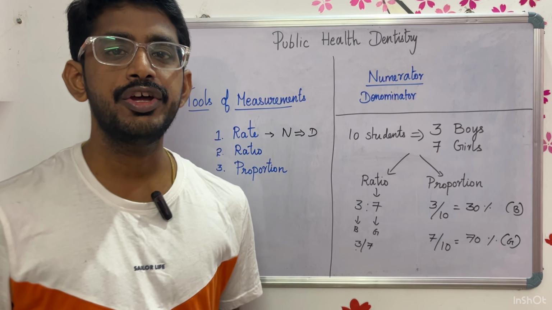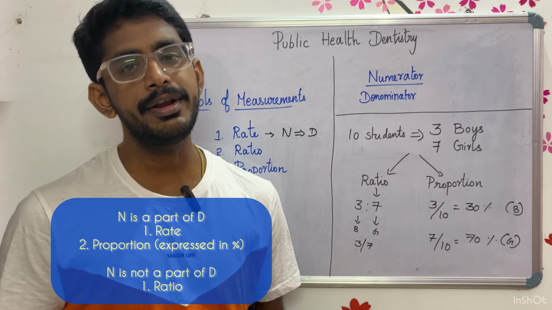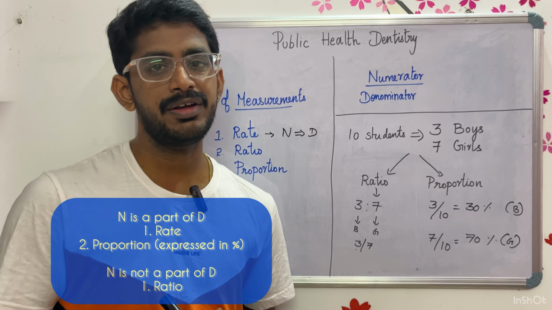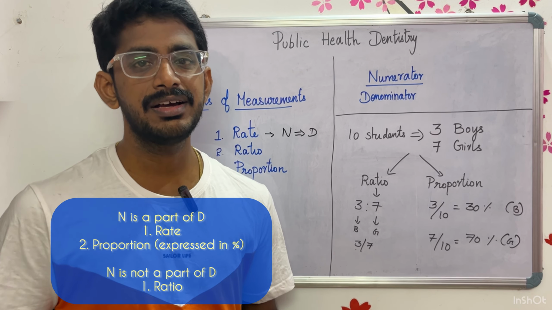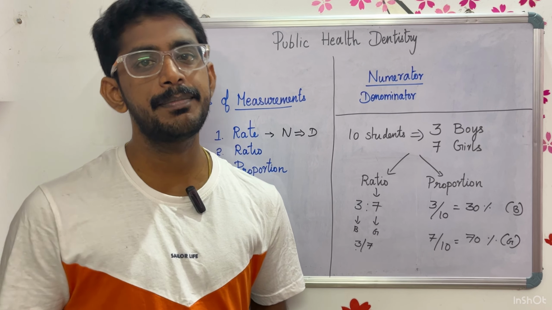So in a rate, numerator is a part of denominator. In a ratio, numerator is not a part of denominator. Whereas again in proportion, numerator is a part of denominator. And one extra point is proportion is usually expressed as percentage.